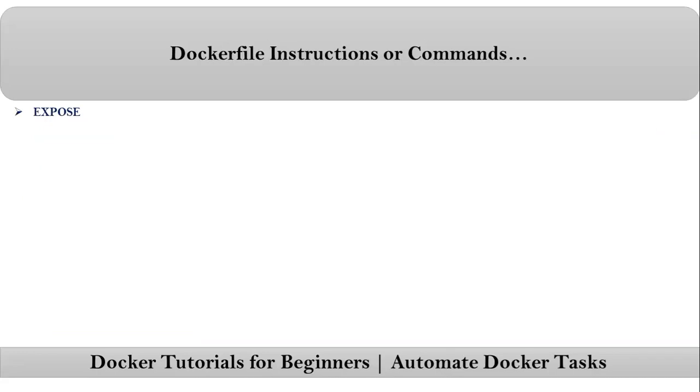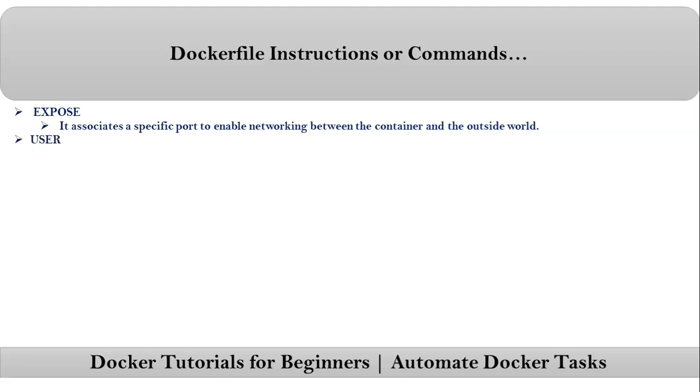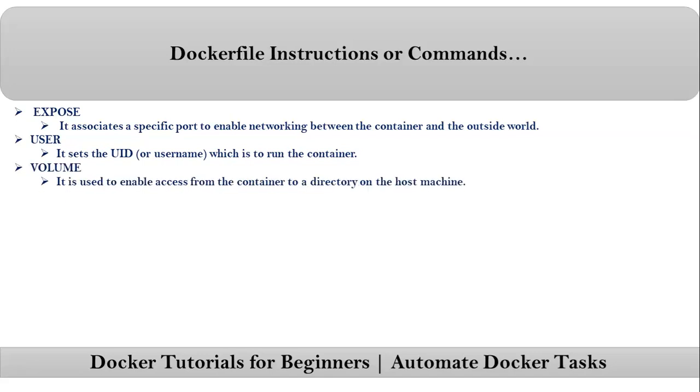Next, EXPOSE. It associates a specific port to enable networking between the containers and the outside world. Then USER. It sets the UID or username which is to run the container. Then VOLUME. It is used to enable access from the container to a directory on the host machine. As of now, we don't know about the volumes concept, so you may get confused here. So simply remember that there is an instruction called VOLUME.